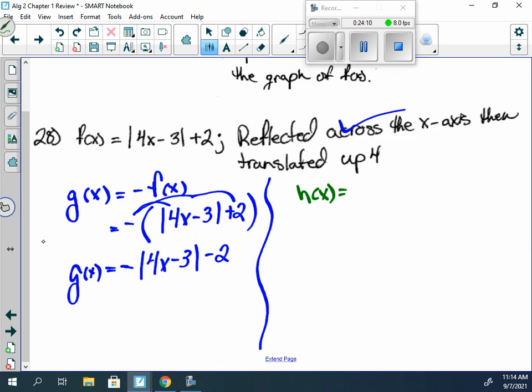Now the other movement that we have is up 4. We're moving it 4 up. Well, our vertical translation is our y equals f of x plus k. So here we would just say g of x, because that's the function we're using, plus 4, because we're going up 4. Up is positive, so we're adding 4 to the function. So what is our function g of x? Well, negative absolute value of 4x minus 3 minus 2 plus 4.